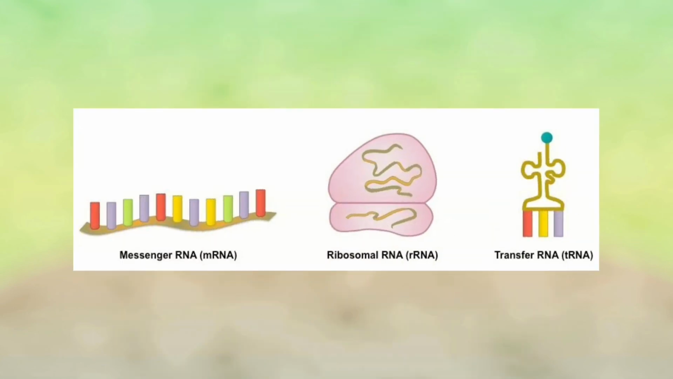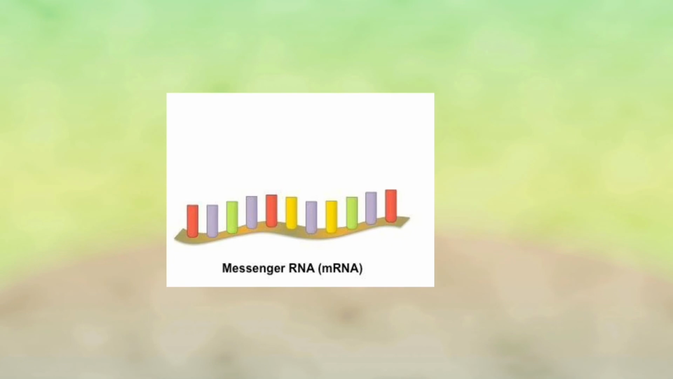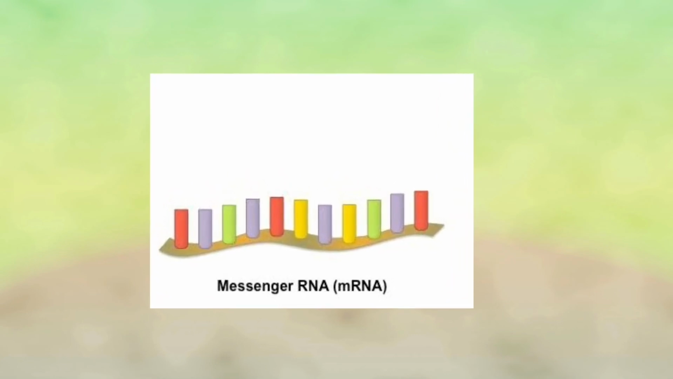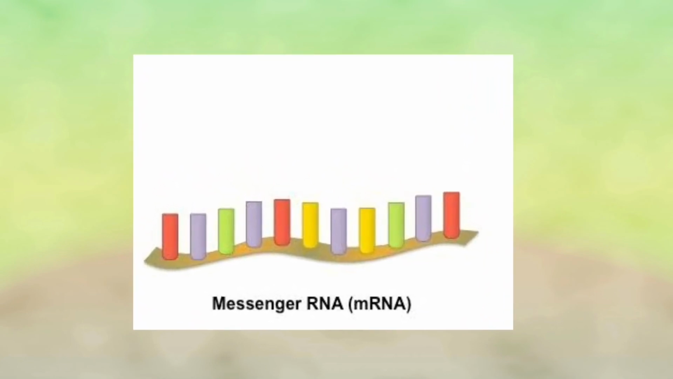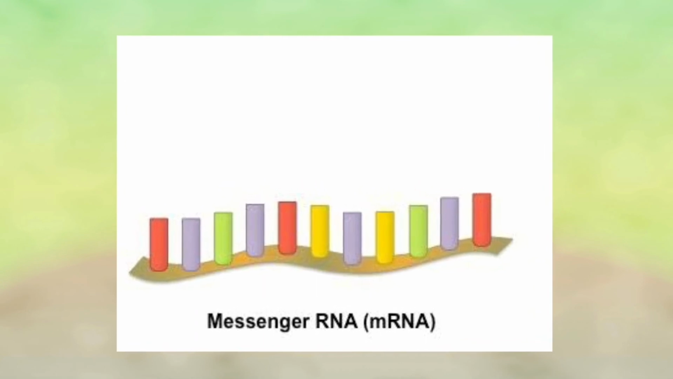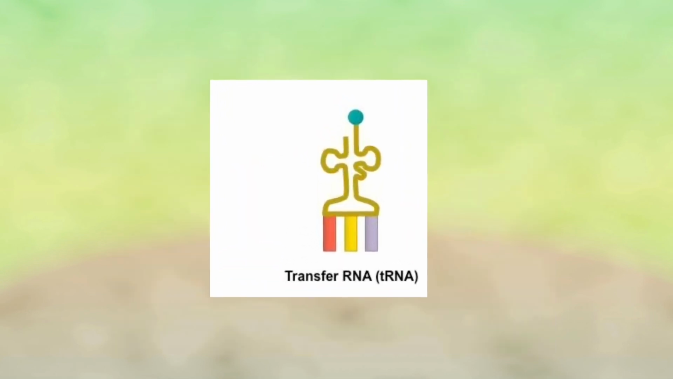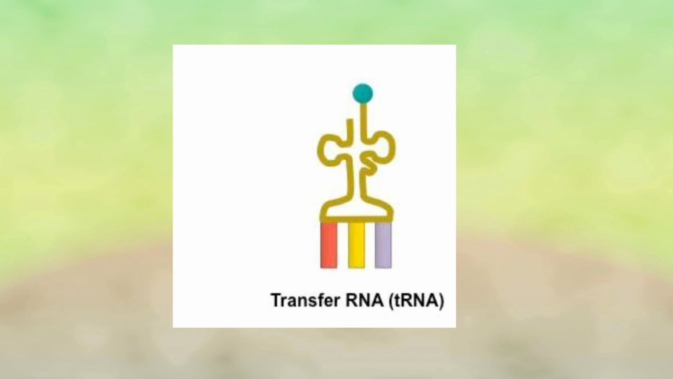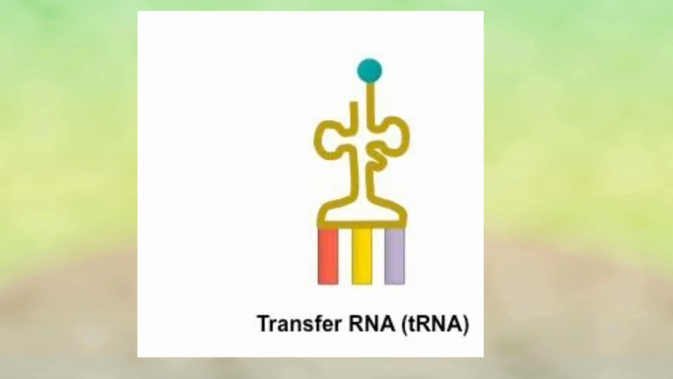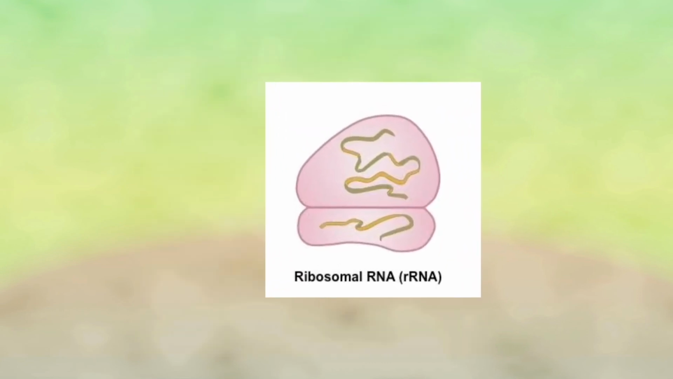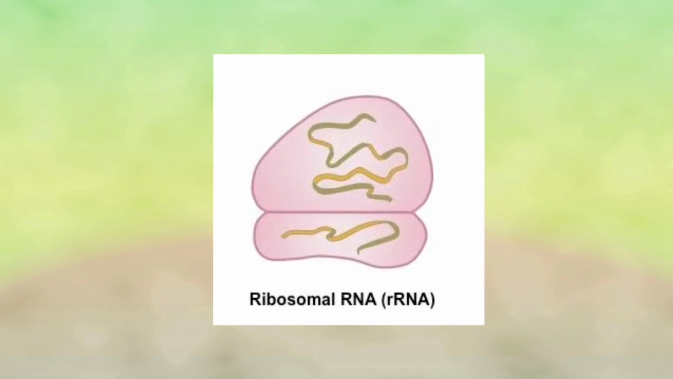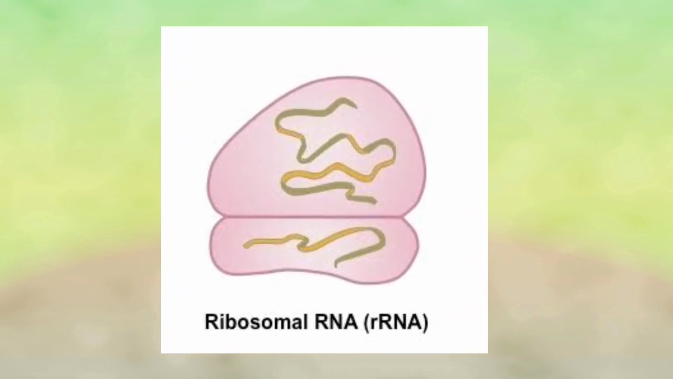RNA is of three types: messenger RNA, which carries the genetic code of the amino acid sequence for synthesis of proteins from DNA to the cytoplasm; transfer RNA, which is responsible for decoding the genetic message present in messenger RNA; and ribosomal RNA, which is present in ribosomes. It is responsible for the assembly of proteins.